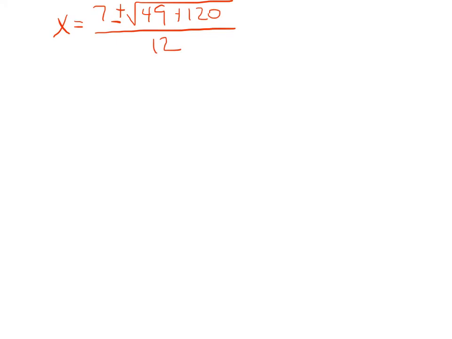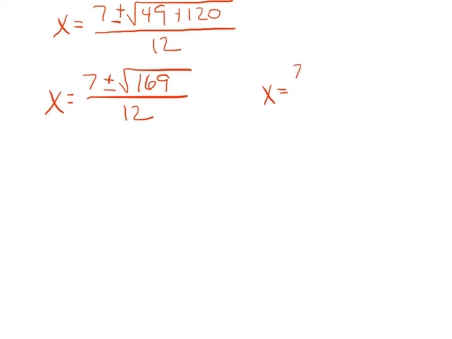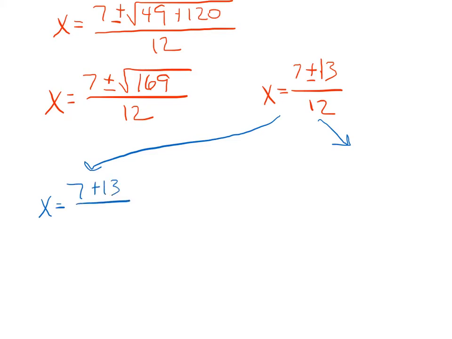49 plus 120 is 169. X equals 7 plus or minus the square root of 169 over 12. And the square root of 169 is 13. So x equals 7 plus or minus 13 over 12. Now we've come to a point in our problem where there's a plus or minus, and I need to handle this separately. So from here, I'm going to go to the 2 different options. What the plus or minus means is that there are 2 options. One of them is the plus, the other is the minus.